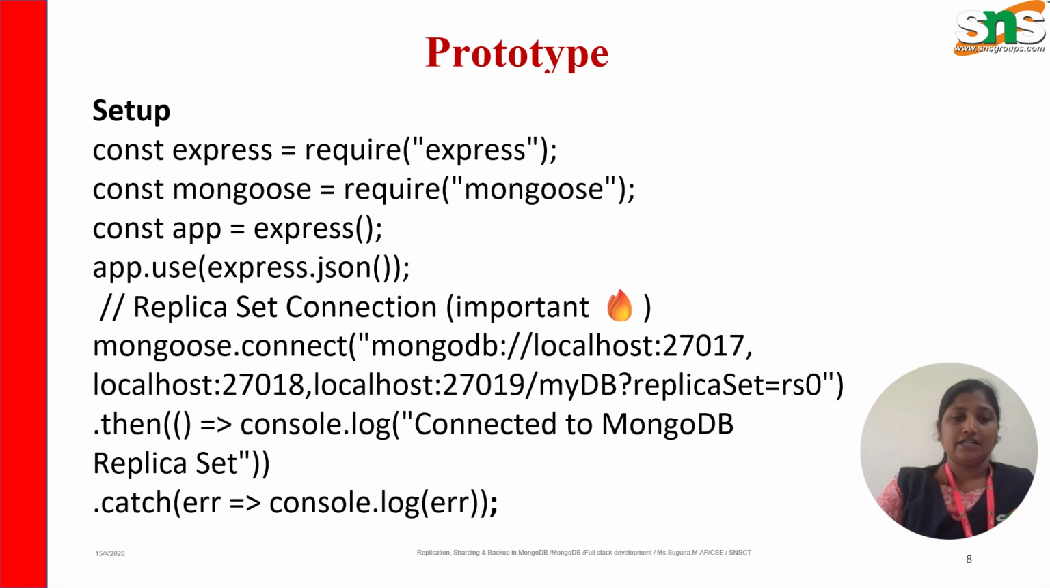Next, here we use Node.js with Express and Mongoose. The key part is the connection string. We connect to multiple Mongo instances using a replica set. This ensures that if one server fails, another will take over and the application continues running smoothly. So replication ensures high availability.